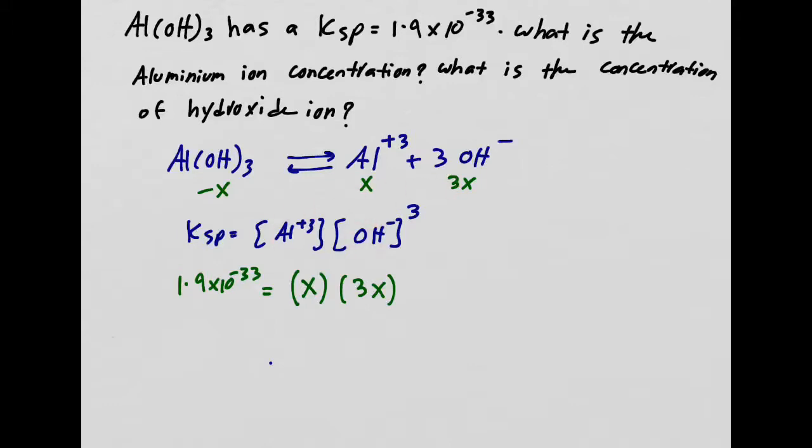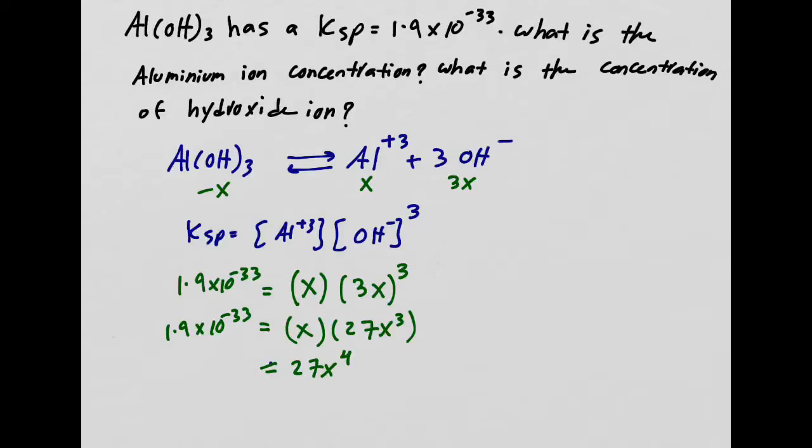But again, don't forget, the formula calls for you to raise it to the power of the coefficient. So the 3X is the concentration, but it has to be raised to the power of 3. Now again, this is where the math can get a little tricky. Make sure you guys get the math down. 1.9 times 10 to the minus 33 equals X times 27X cubed. So if I combine everything together, it would be 27X to the power of 4.